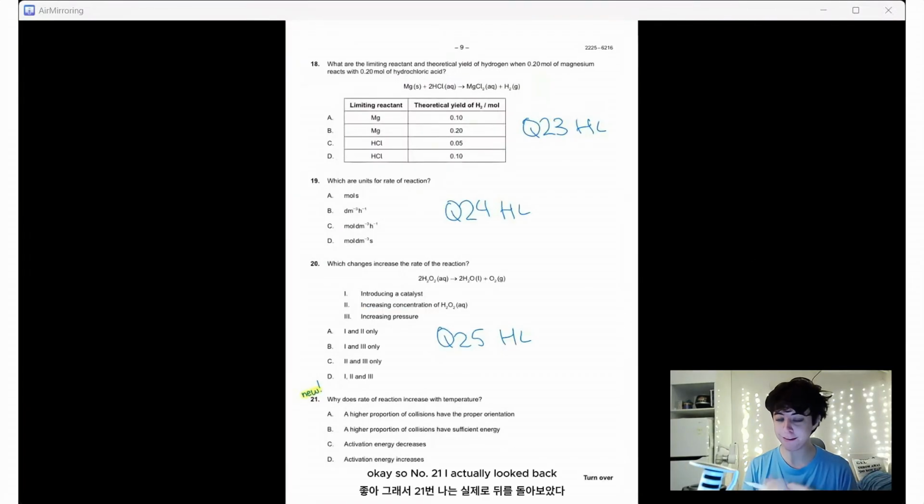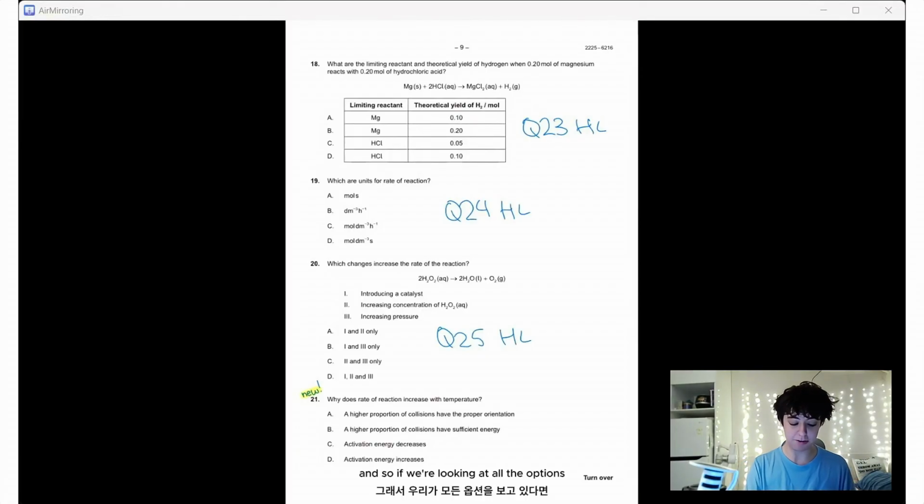Okay, so number 21, I actually looked back. I lied. There's actually 6 unique questions, not 5. So this is not the last one. So this one is saying, why does rate of reaction increase with temperature? So this is one where it not only has to be correct, but it also has to explain why.